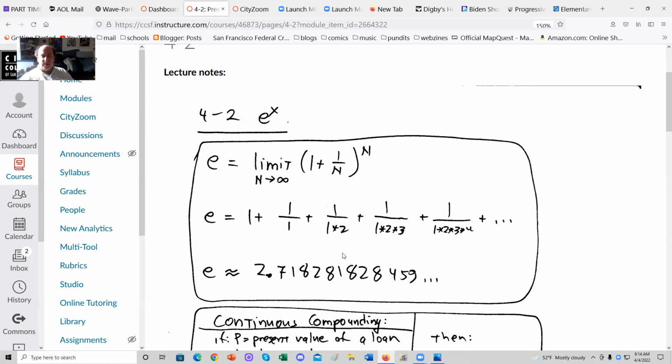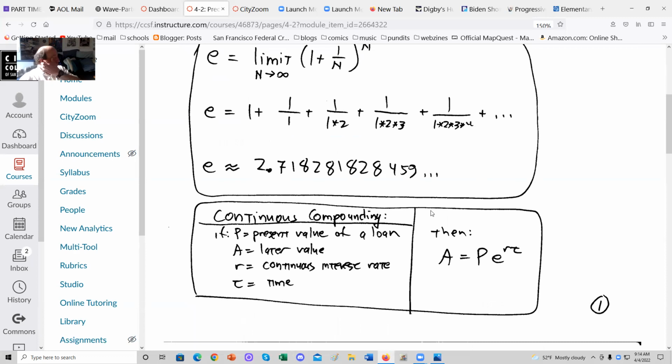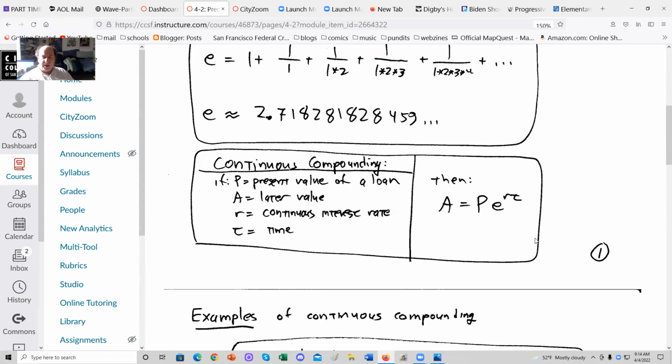Okay, so it's this. It shows up, for example, in continuous compounding. If P is the present value of a loan, and A is its later value, its future value, and r is the interest rate, compounded continuously, and t is the time that the loan grew, then A, the future value, equals P, the present value, times e to the power r times t, an exponential.